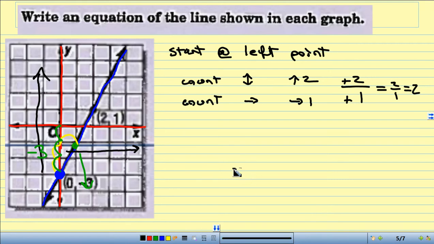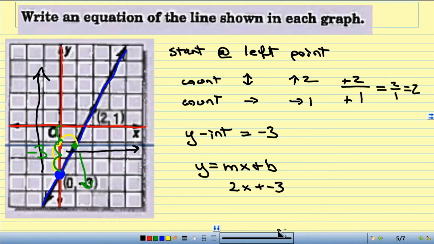So my y-intercept is -3. Now I'm going to go back to my equation, y equals mx plus b, and I'm just going to plug in. I've got 2 for my slope, and I got -3 for my y-intercept. And when I have a plus negative, I just have a -3. So I have y equals 2x minus 3.